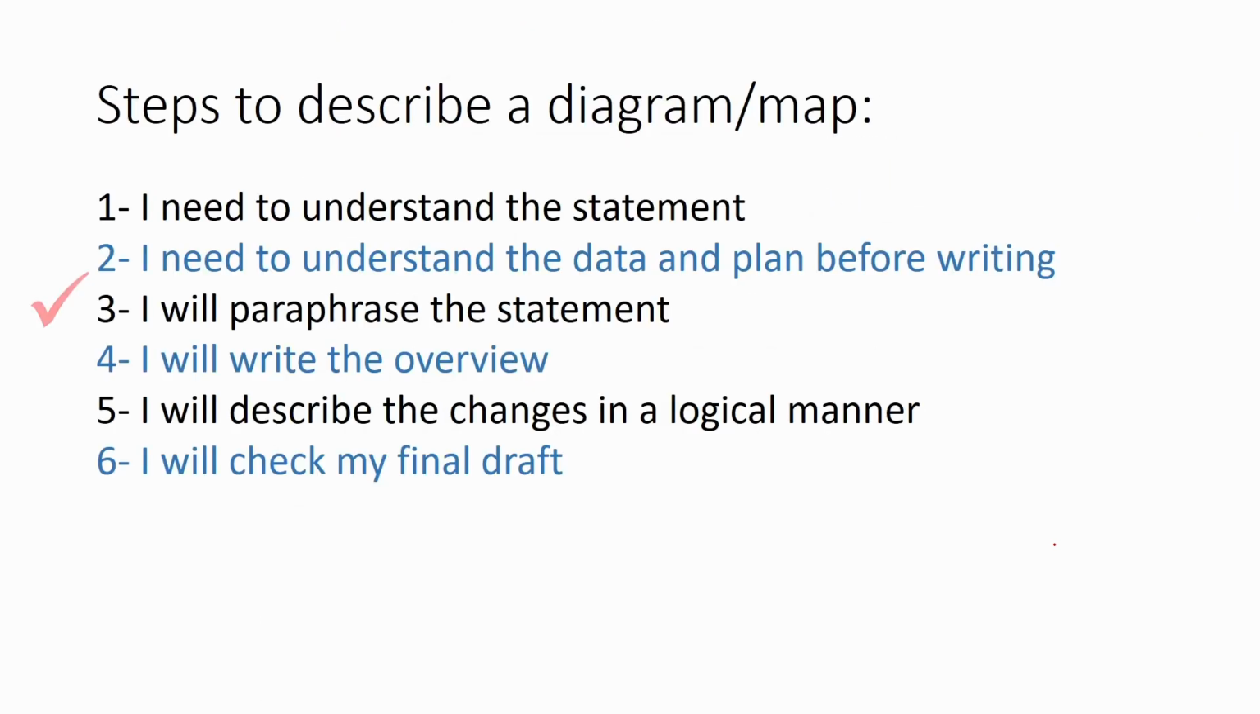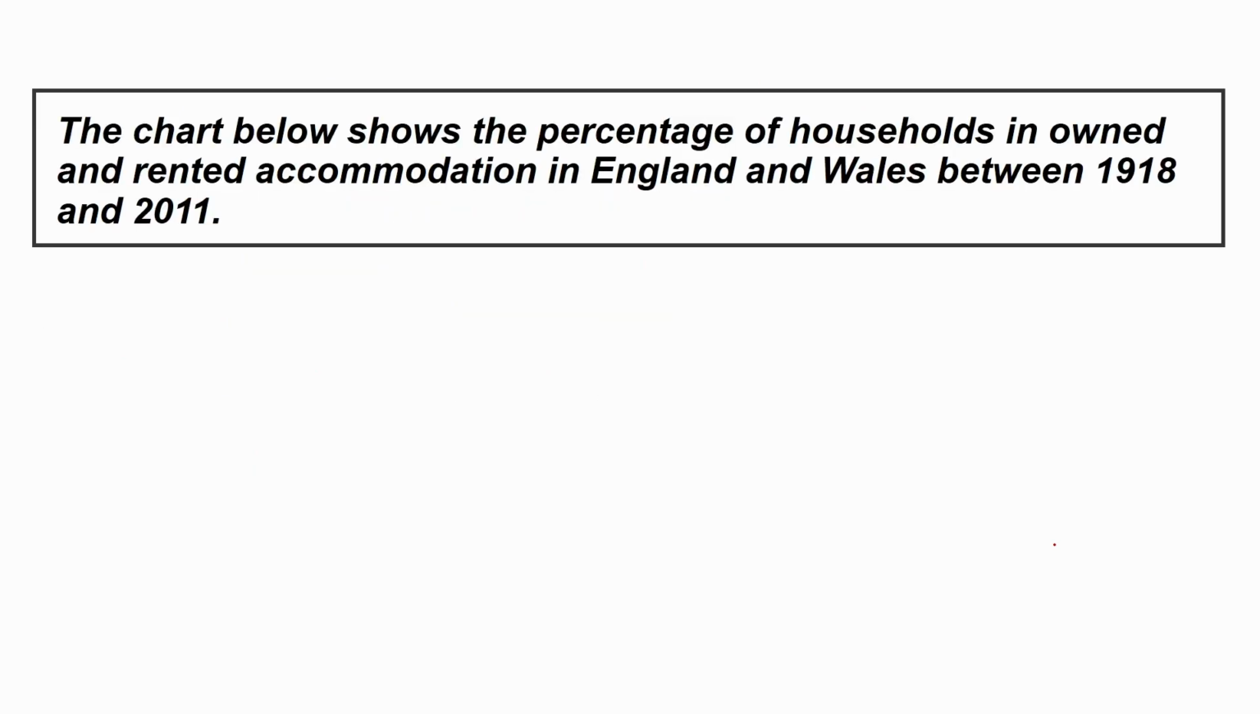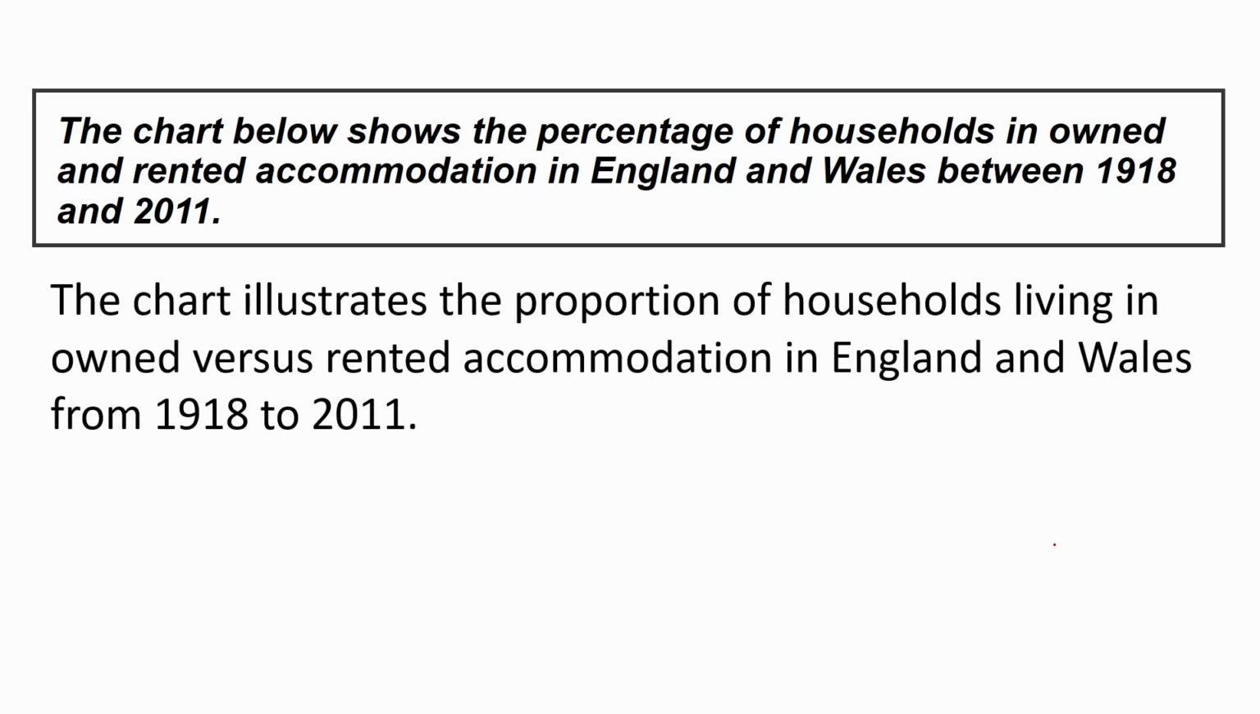So let's move on. Step 3, I will write the paraphrase. Okay, so this is a statement and this is my paraphrase. The chart illustrates the proportion of households living in owned versus rented accommodation in England and Wales from 1918 to 2011. So the first change I deleted below, again, because there is nothing below my writing. Instead of shows, I used illustrates. Instead of the percentage of households, I used the proportion of households. Instead of in owned and rented accommodation, I used living in owned versus rented accommodation. And instead of between 1918 and 2011, I used from this to that year.